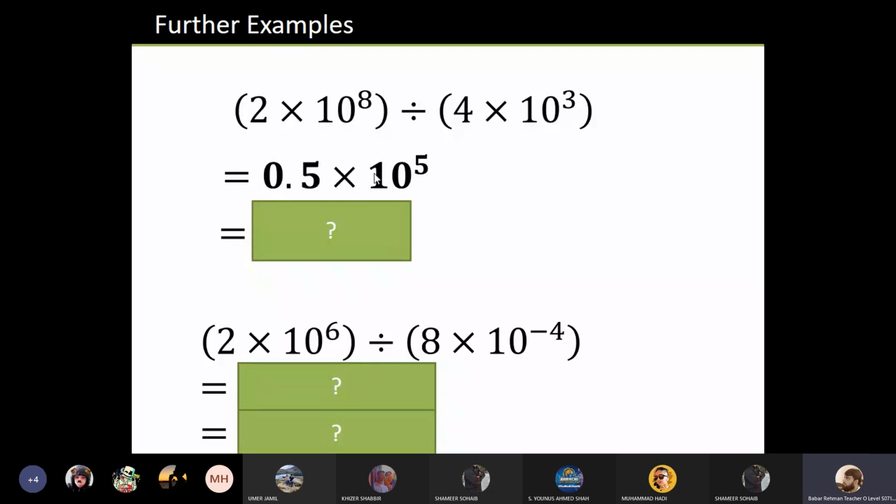Now this is not in standard form. Can anybody now tell me? Adam, can you tell me now? How can I convert this number 0.5 into standard form, and what will be the final answer? 5.0 multiplied by 10 to the power of minus 4. Why minus 4? Excuse me. Sorry, why 4?